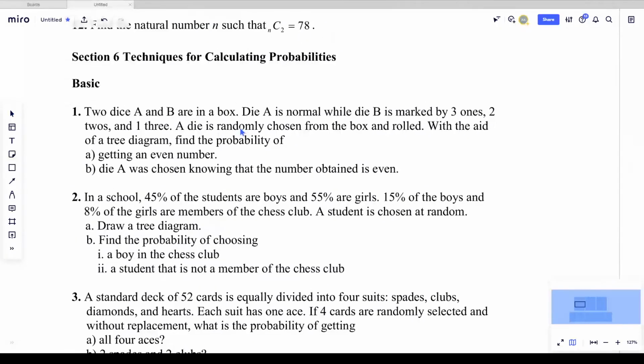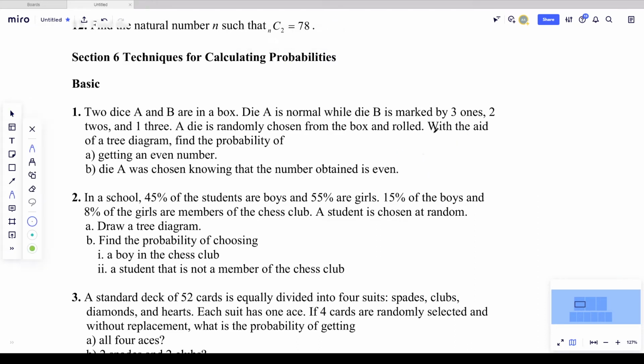Okay, so for this one, we have die A and die B. Die A is normal, 1, 2, 3, 4, 5, 6. Die B has 3 ones, it's rigged, basically. 3 ones, 2 twos, and 1 three. The next statement is important, because the first time I read this, I didn't pay attention to the die being randomly chosen. I was like, wait, are they rolling both dice or one die? In this case, they're only rolling one and it's randomly picked.